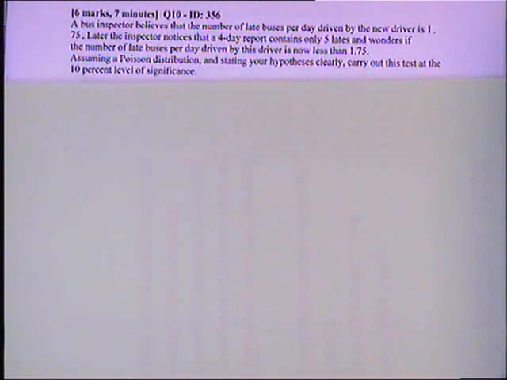The inspector believes that the number of late buses per day driven by the new driver is 1.75. Not 1, it's 1.75. It's split over a line. Later, the inspector notices that a 4-day report contains only 5 lates and wonders if the number of late buses per day driven by the driver is now less than 1.75. Assuming a Poisson distribution and stating your hypotheses clearly, carry out this test at the 10% significance level.